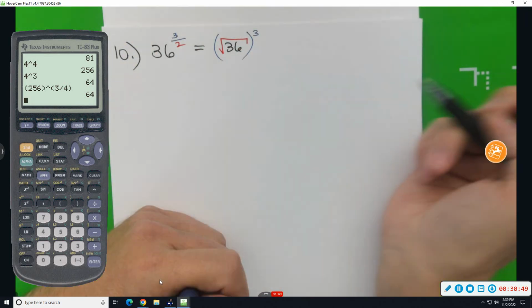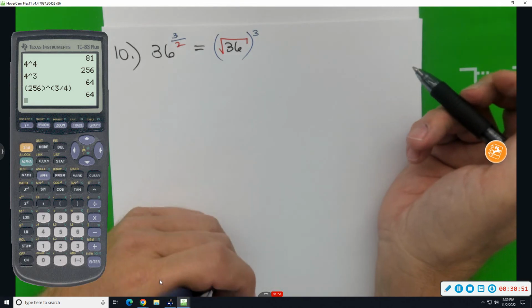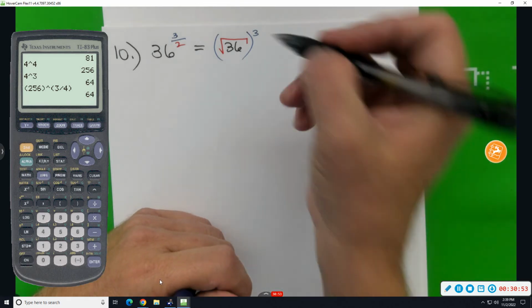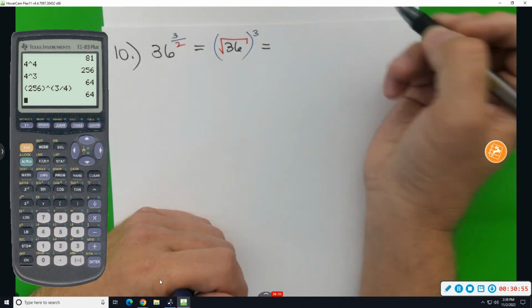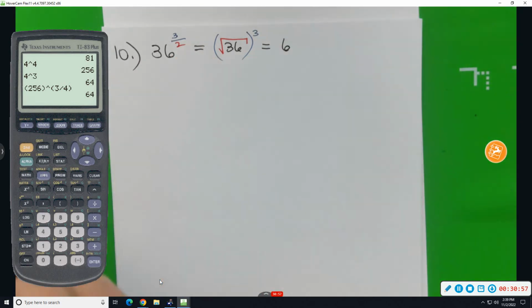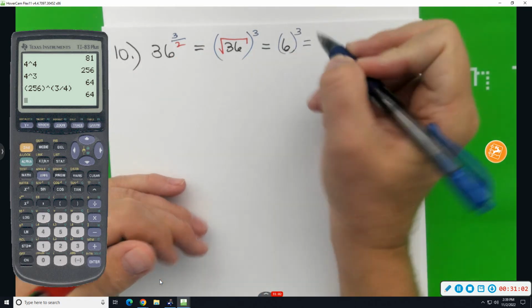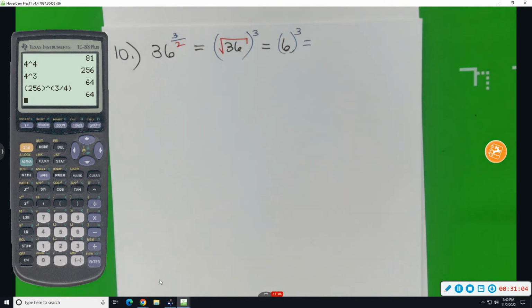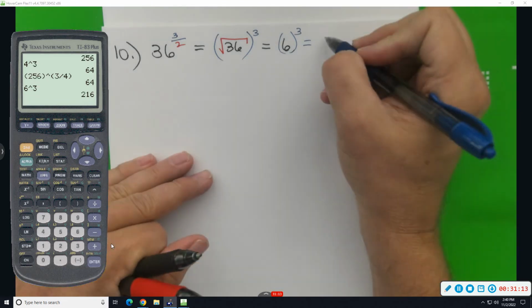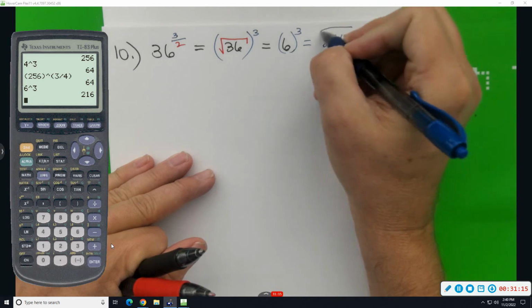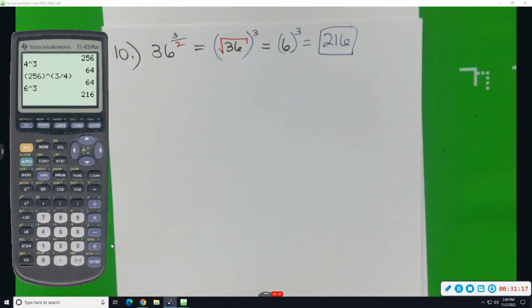And the square root of 36, we know what that is. The square root of 36 is 6. And we still need to raise it to the power of 3. 6 cubed, 6 times 6 times 6. 6 times 6 is 36, times another 6 is 216. Any questions on my logic?